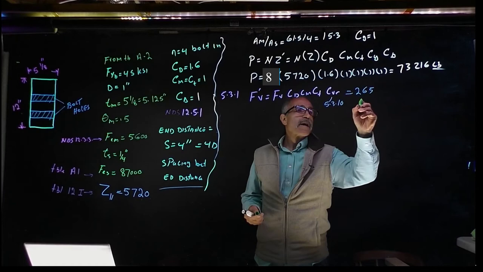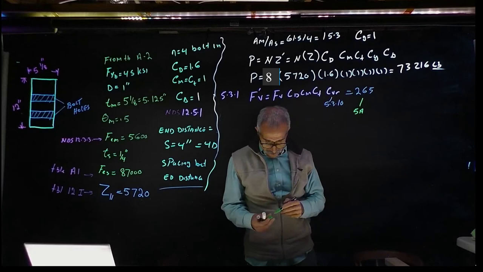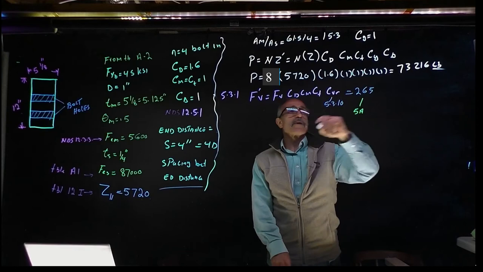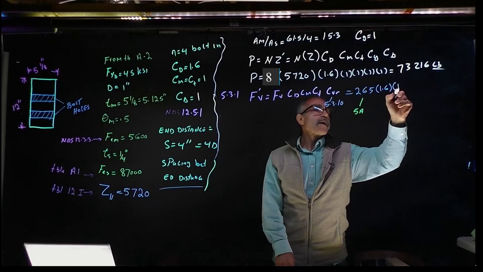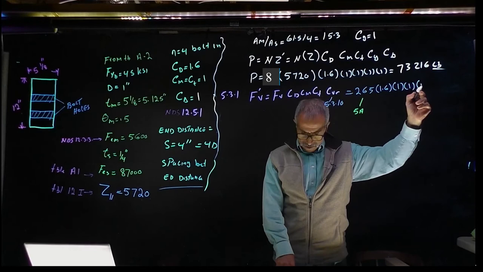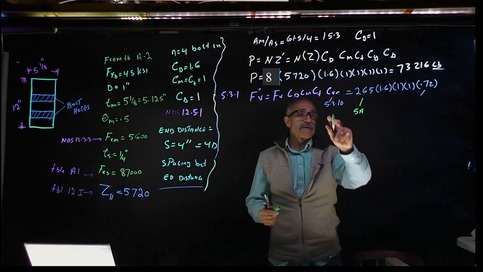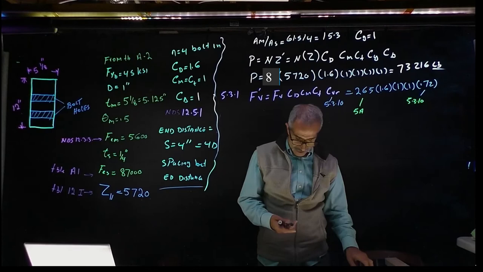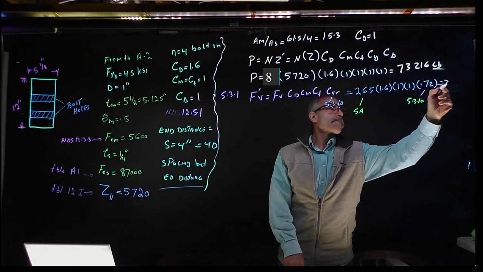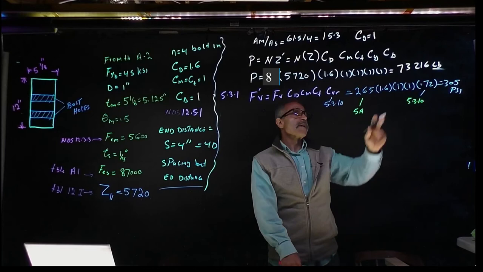Table 5A. And then we have CD is 1.6, then 1.1, and this one came out to be 0.72 from table 5.3.10. Where would that number come from? And the whole thing comes out to 305 PSI. This is our adjustment factor for that one, for FV. So we got both of those.